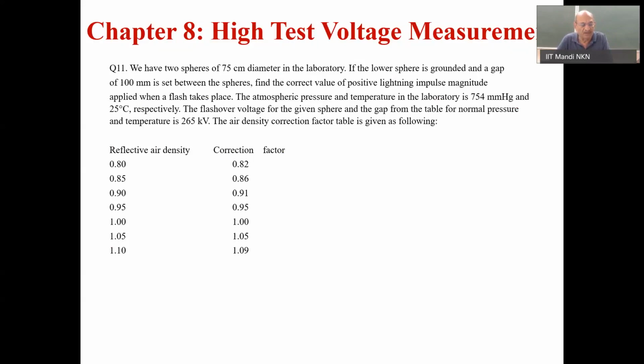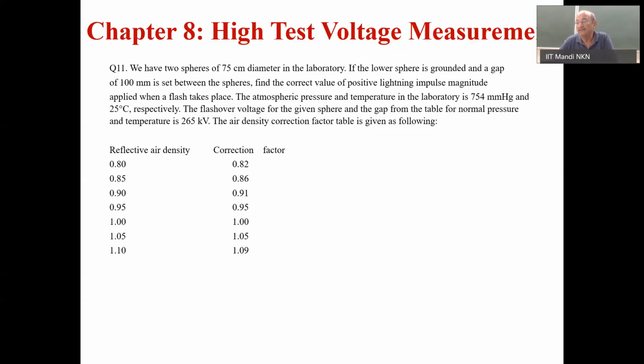Anyway, regarding the air density factor, there's hardly any difference between the air density factor and the correction factor. If you observe this table, 0.8 is the air density factor and 0.82 the correction factor. Then at the stage when the air density factor is 0.95, the correction factor is 0.95. And further again, 1.05 and 1.05, and 1.10 and 1.09. So the correction factor is almost equal to the air density factor. Mind it.